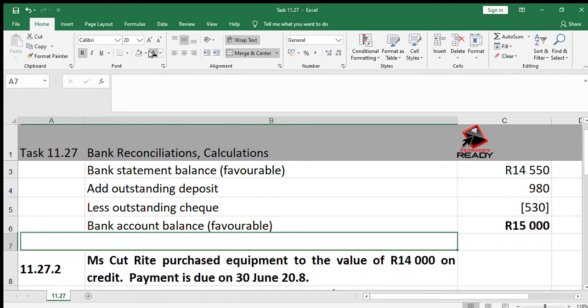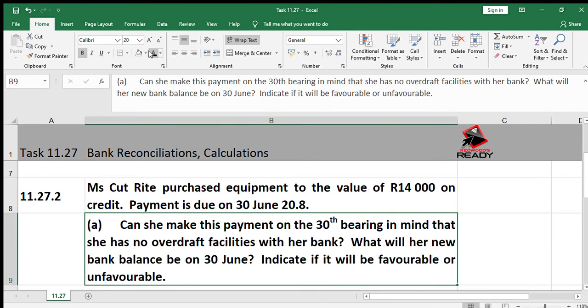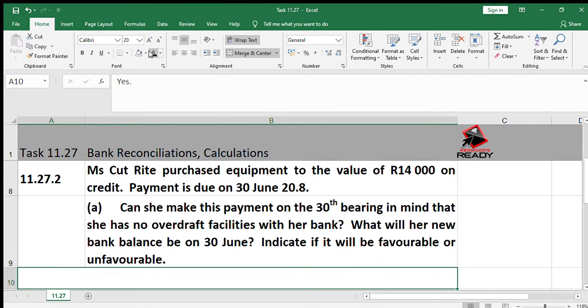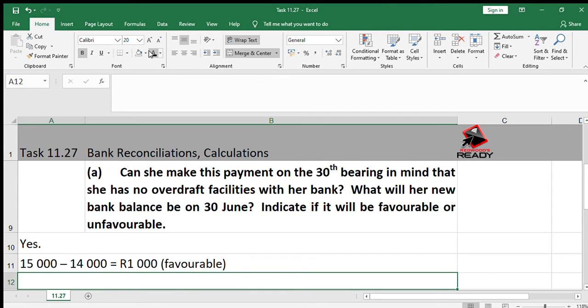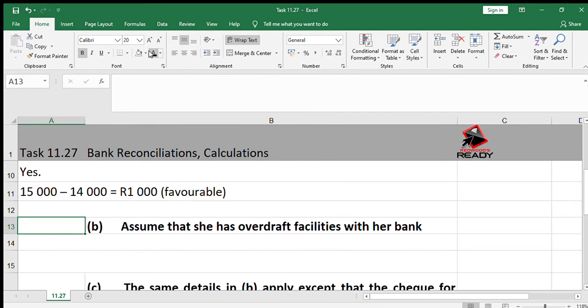Her bank account balance is 15,000 Rand. So she can make this payment on the 30th, because she has 15,000 in her bank account and the payment that's required is only 14,000. That will leave her with 1,000 Rand as a favorable balance.